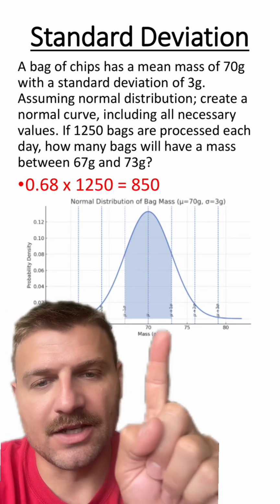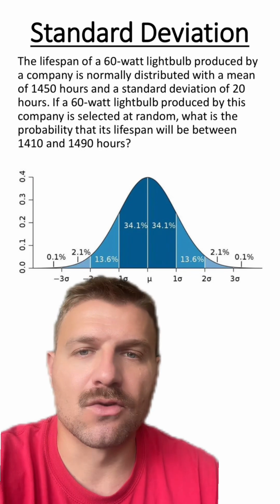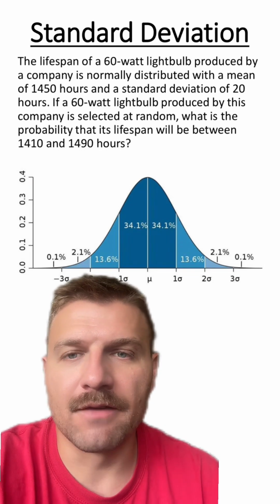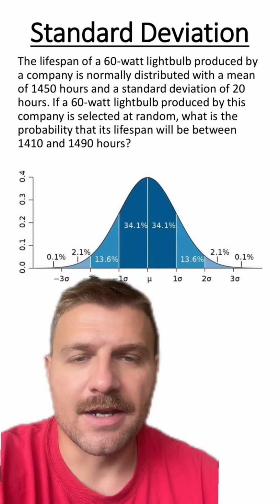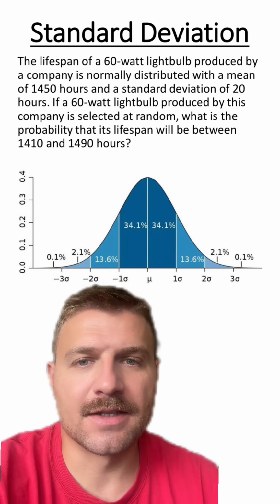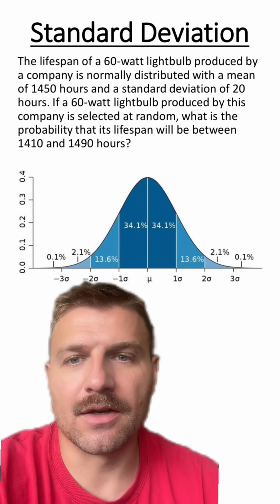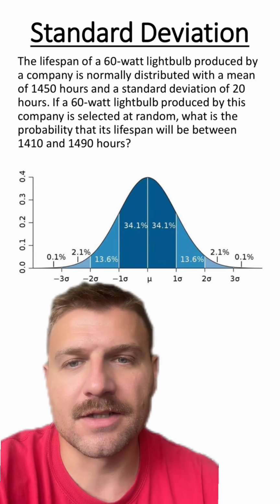first standard deviation. Last question, the lifespan of a 60-watt light bulb produced by a company is normally distributed with a mean of 1,450 hours and a standard deviation of 20 hours. If a light bulb produced by this company is selected at random, what is the probability that its lifespan will be between 1,410 and 1,490 hours?